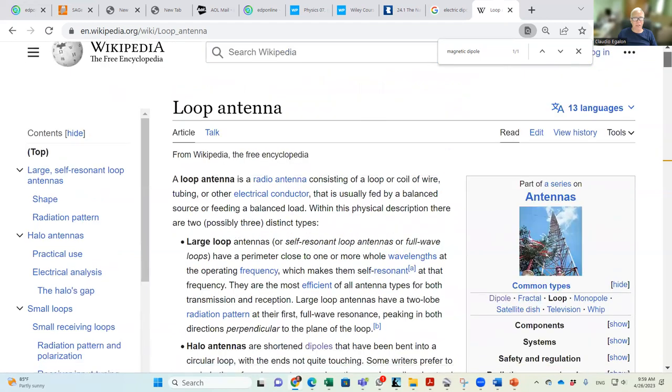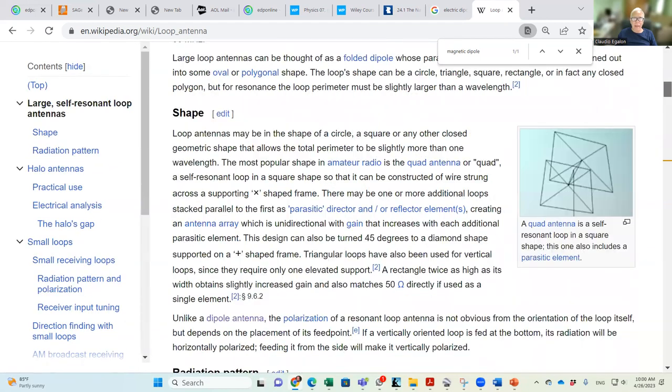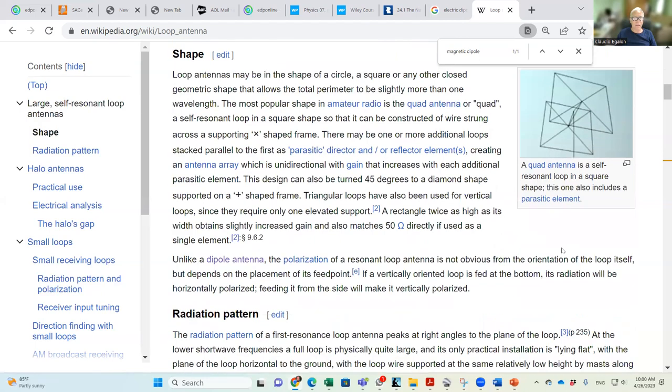So we did see a magnetic dipole, here you go. Yeah, this is also a magnetic dipole antenna. The flux of the current is through here, okay? It doesn't have to be a circular geometry. It can be a square geometry too, provided it is still a loop, okay?